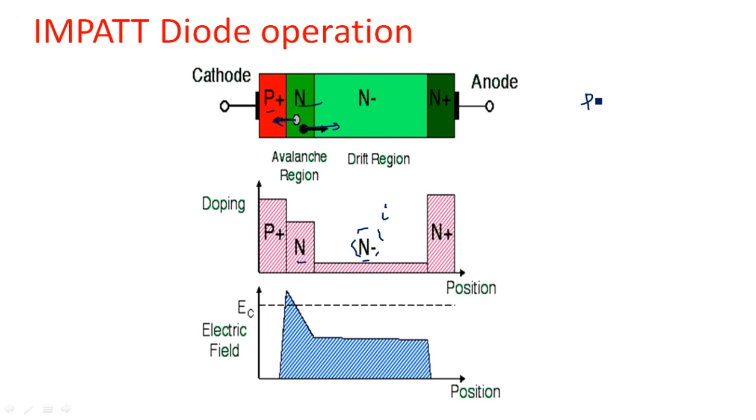You can also call P plus I N plus an IMPATT diode. An IMPATT diode can also be designed in this way. Now if you see, the electric field is more at this particular junction where the avalanche region occurs, and in the drift region it has a normal electric field, and beyond that it goes down.